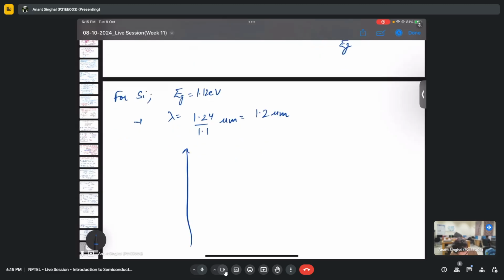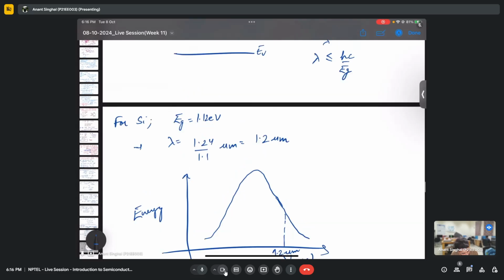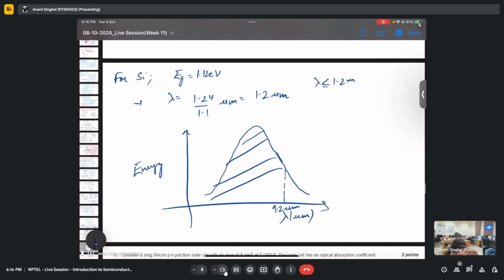So what I can say is, if I plot the distribution, this is how this lambda looks like. So let's say this is energy versus lambda. Let's say this particular point is 1.2 micrometer. So what it is saying is that lambda less than 1.2 micrometers will be absorbed, so this particular energy will get absorbed and this will be discarded.